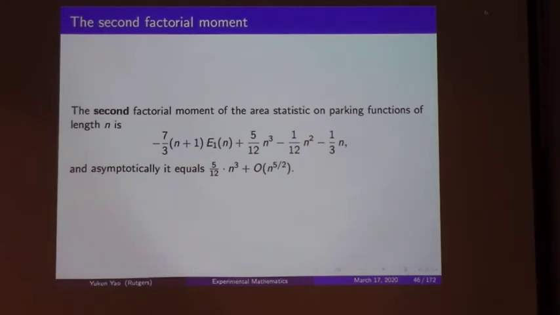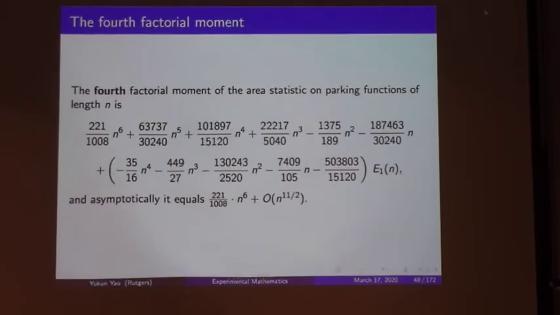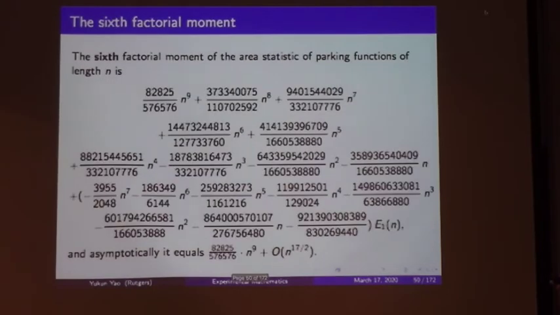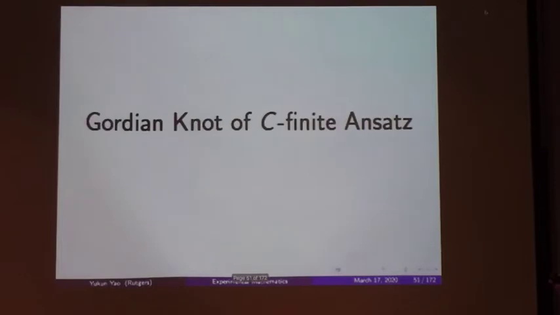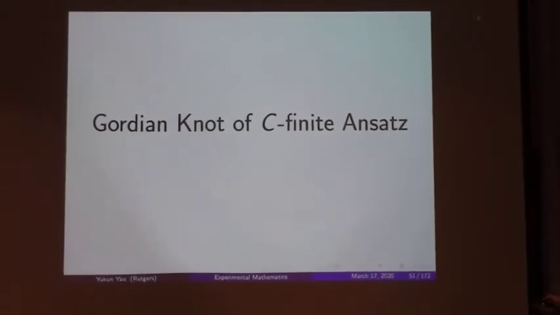So we get these results: the second factorial moment, the third factorial moment, the fourth one, fifth one, sixth one. And then let's talk about C-finite ansatz.